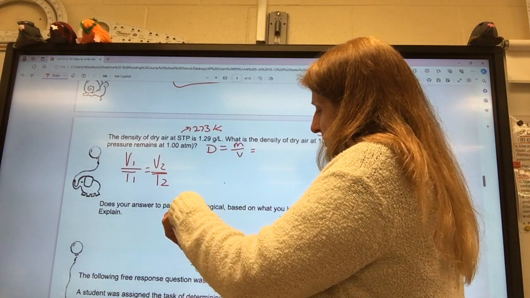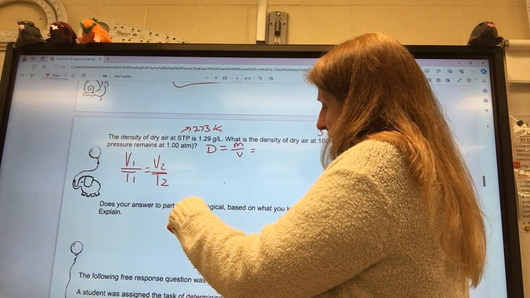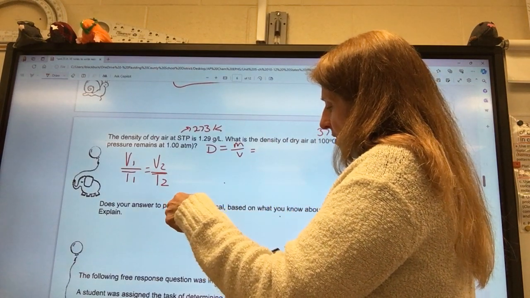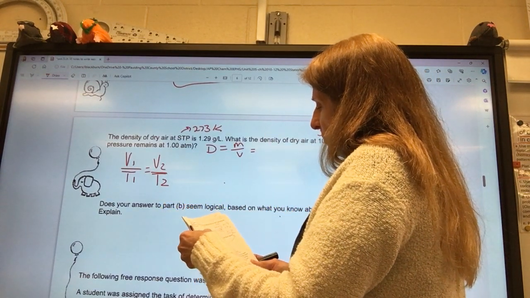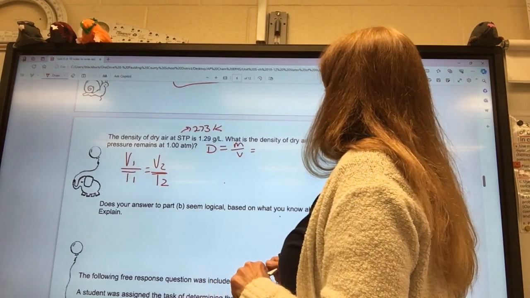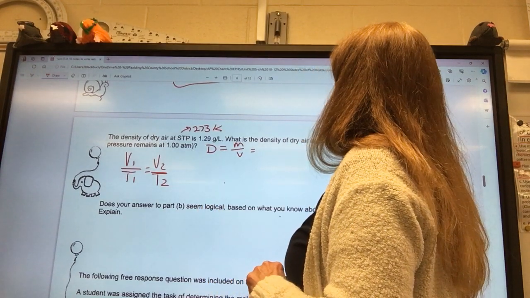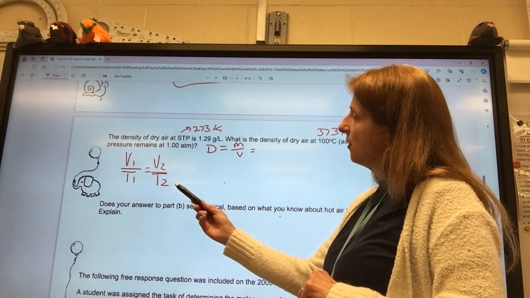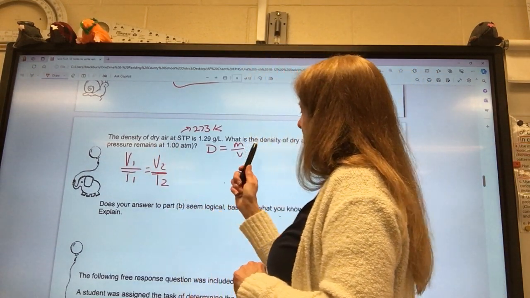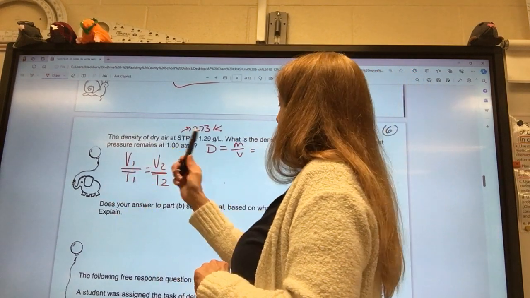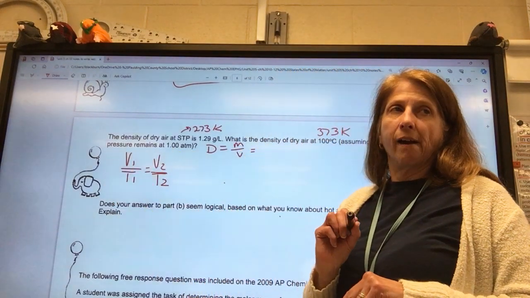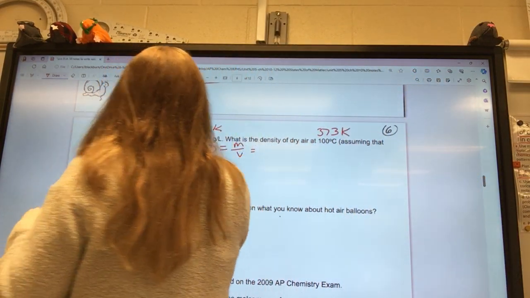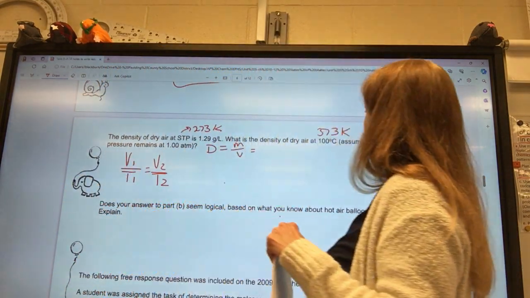Okay, so our density is 1.29 grams per liter. And what we're trying to get here is density again, but we have this instead. So what we can do is fill in all of this and get our new volume, and then we can get our new density, because everything else will be the same. So to start off, what is our original volume?